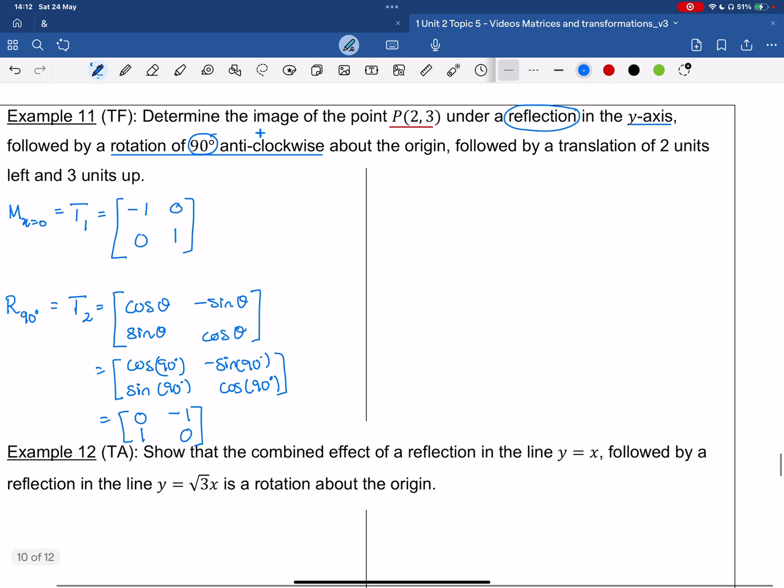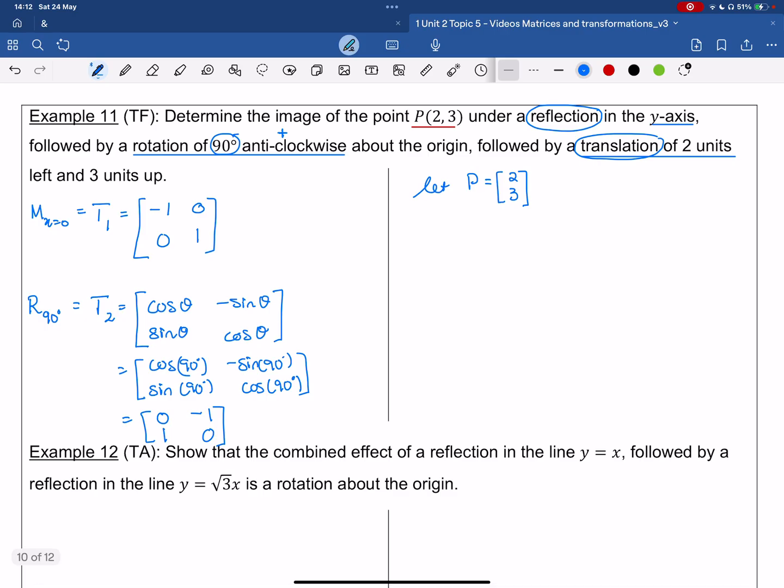We also need to let P, our x and y, be 2 and 3. Now we also need to talk about this translation of 2 units. Translation is not a linear transformation. So remember, we added or we subtracted when we were working with them earlier. So once we have done all of our linear transformations, we will add or subtract our translation. Okay, so let's have a look.